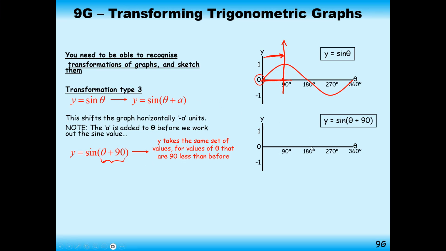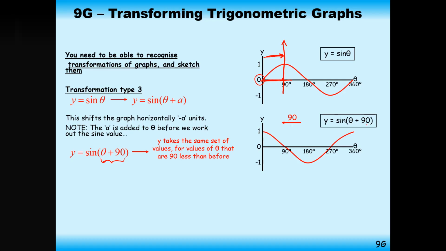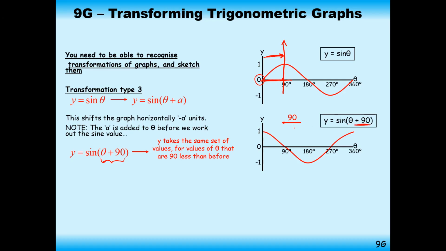So what you notice with the naked eye is that the graph was moved 90 degrees back from the original. All right, originally. So do you understand why that is inverse? We're adding a positive 90 inside the bracket, but the graph moves back 90 to the left. All right, so that's how it is.